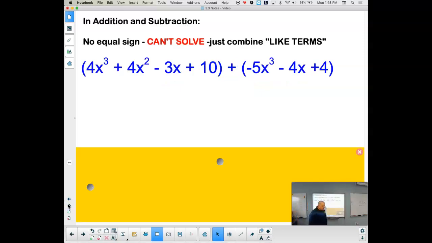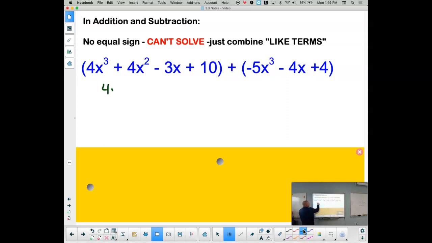Okay? So addition and subtraction are basically the same thing. Subtraction is just adding the opposite or the negative of the term. So we'll deal with those two at the exact same time. Okay. So when there's no equal sign, which is what we're going to be dealing with, we're not solving. We are just simplifying. When there's no equal sign we can't solve, we just combine the like terms. And really, when it's addition and there's parentheses, I can ignore those parentheses.